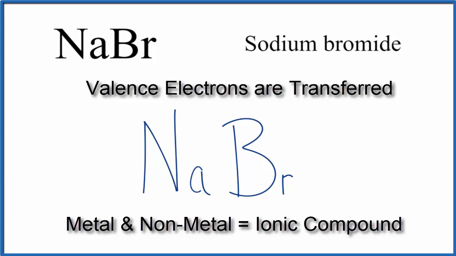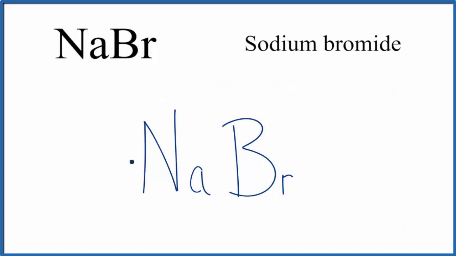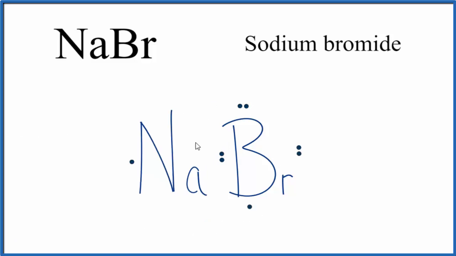On the periodic table, sodium is in group 1, so it has 1 valence electron. And bromine is in group 17, sometimes called 7A, and it has 7 valence electrons. When sodium and bromine bond to form sodium bromide, the sodium loses a valence electron to the bromine.